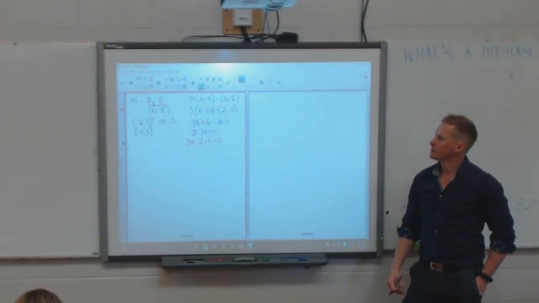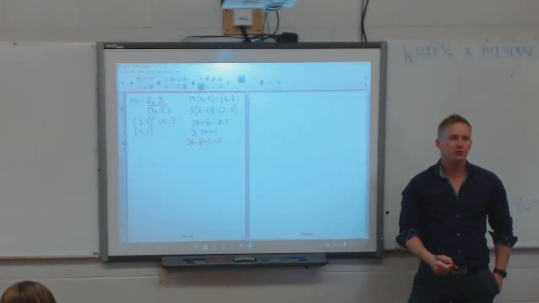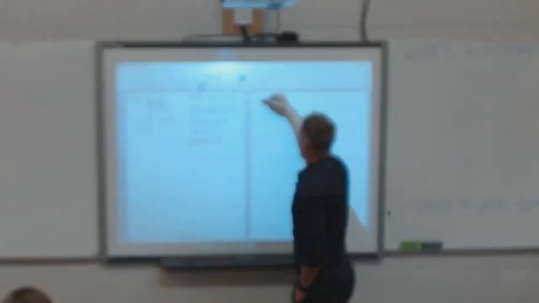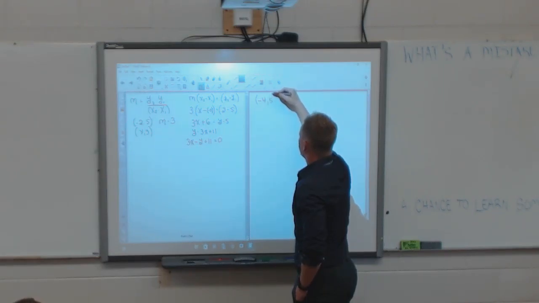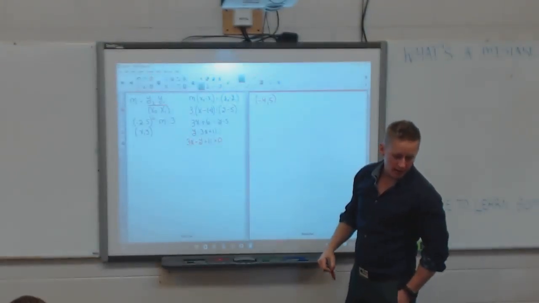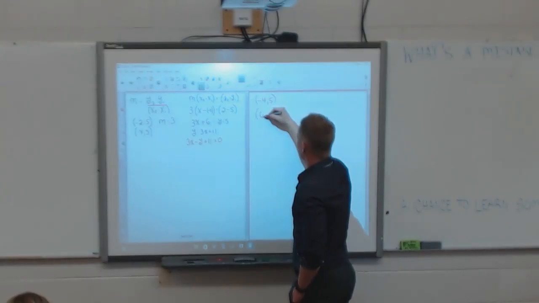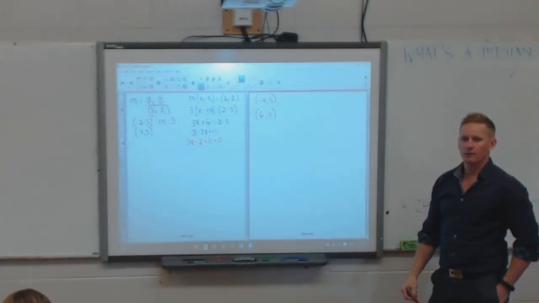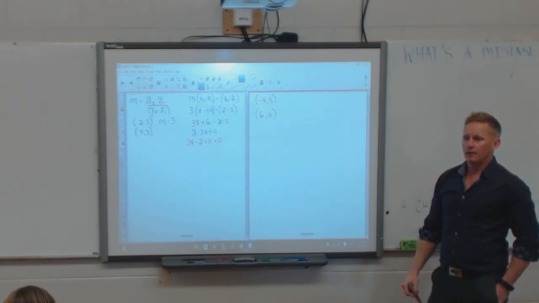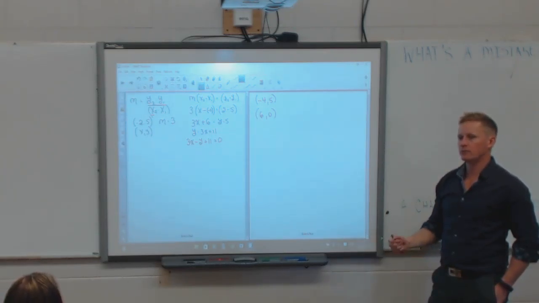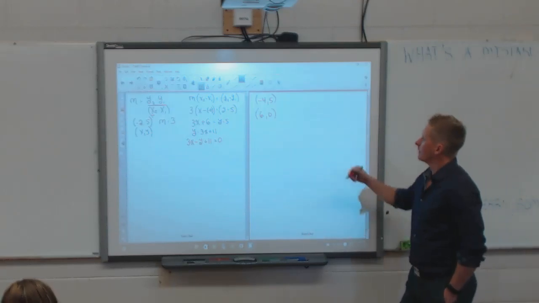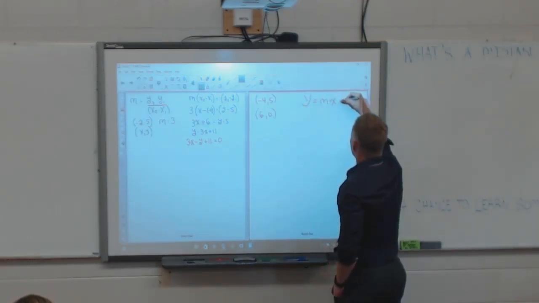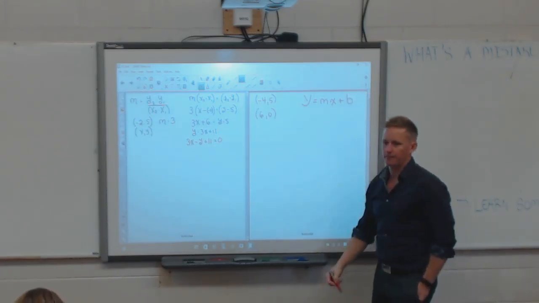Okay? So now, let's say I'm given 2 coordinates now, and not given the slope. So coordinate number 1 is minus 4 and 5. Coordinate number 2 is 6 and 0. All right, I'm going to show you the 2 methods. First method I like the best: y equals mx plus b.